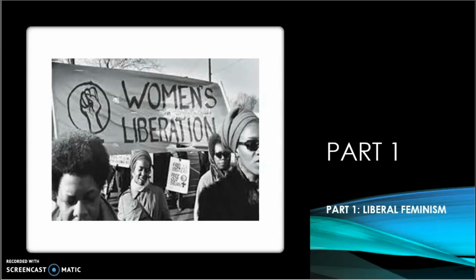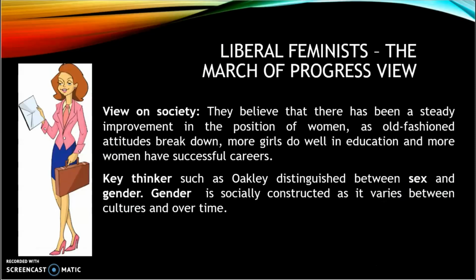Okay, so let's have a look at our first theory. This is liberal feminism. So what is the main view? Well, these have got the March of Progress view. They believe that there has been steady improvements in the position of women. Attitudes have broken down. We've got more girls doing better in education. They've got successful careers. And key thinkers such as Anne Oakley distinguished between sex and gender, and gender is something that is socially constructed. It varies between cultures and it changes over time.